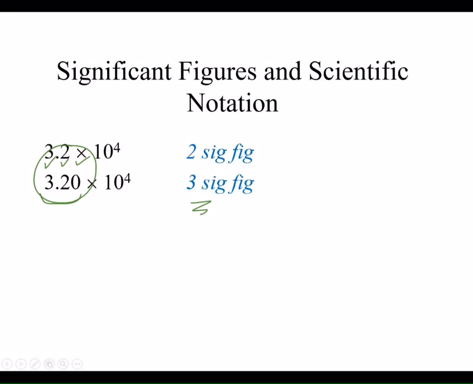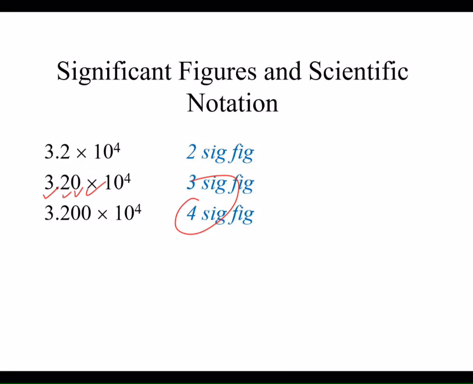Now, is this the same number? Yep. If I were to unpack this, what would I do? I'd move this decimal place over 1, 2, 3, 4. Same thing. It unpacks to 32,000, and so on. So if I wanted to show 4 significant figures, I could put another trailing 0 after the decimal. So we have 4 significant figures there. 1, 2, 3, 4.